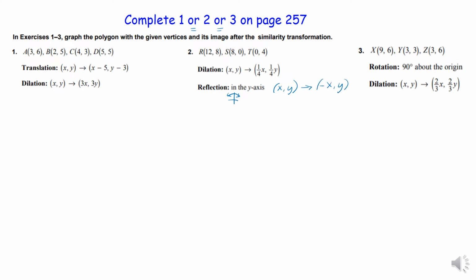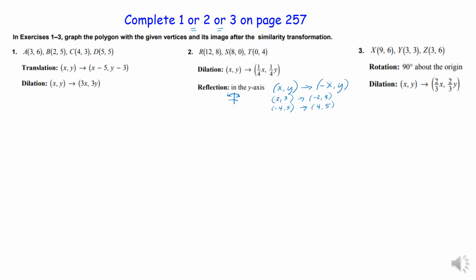So the x is now opposite. If you had 2, 3, that would become -2, 3. If you had -4, 5, that would become 4, 5. So the only thing you're changing is the opposite sign on the x.